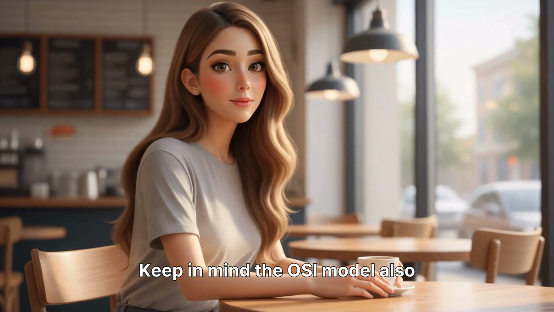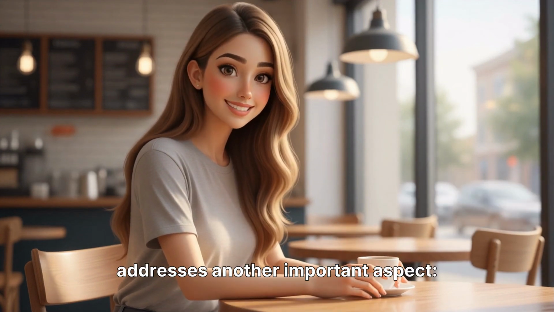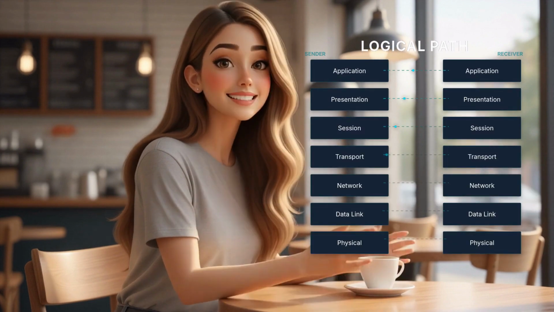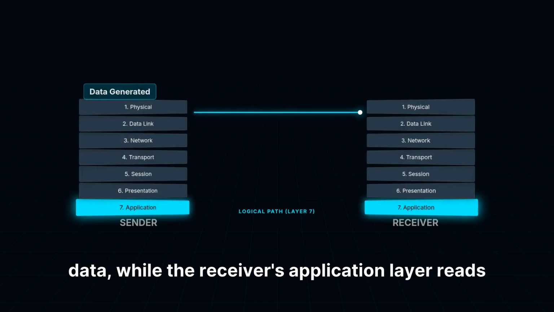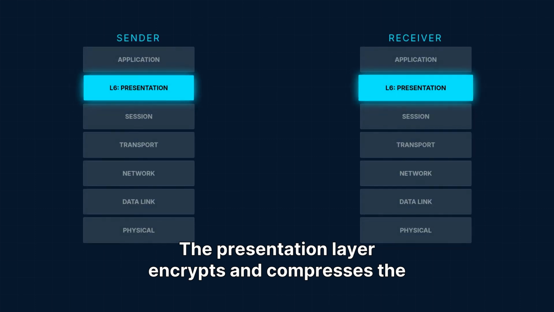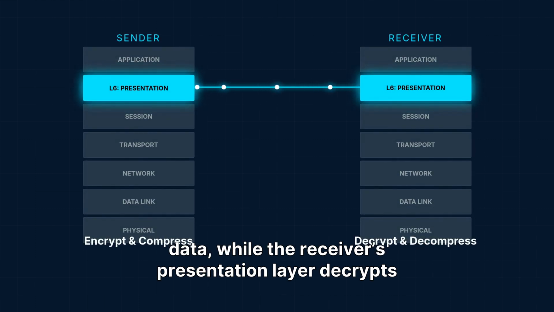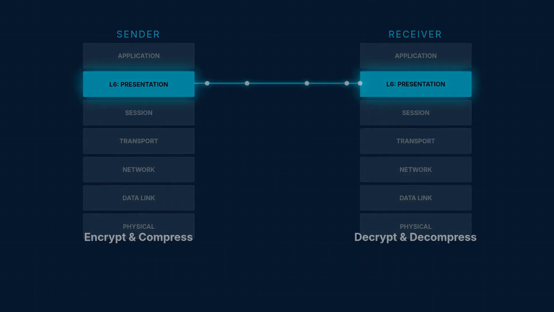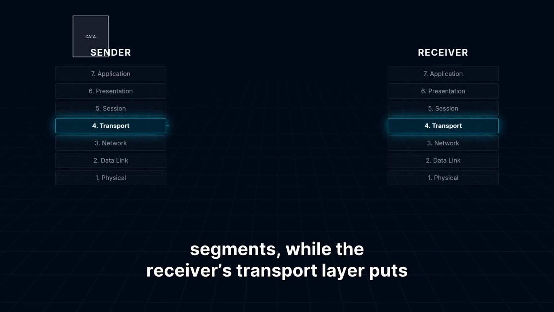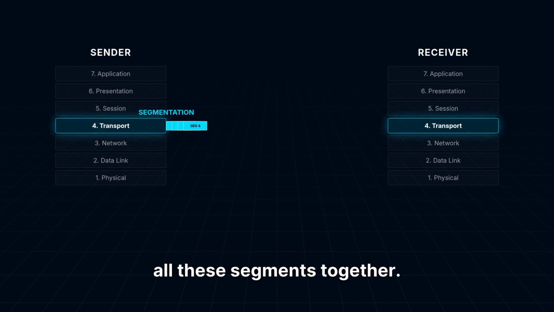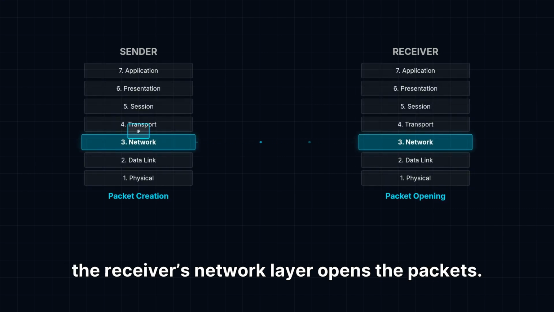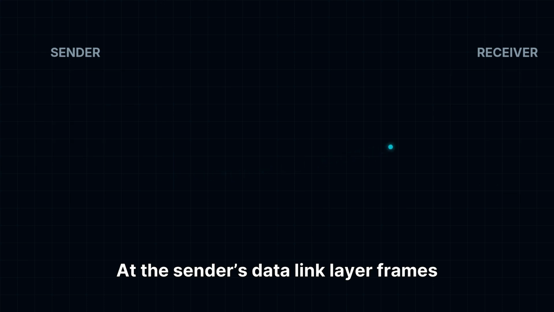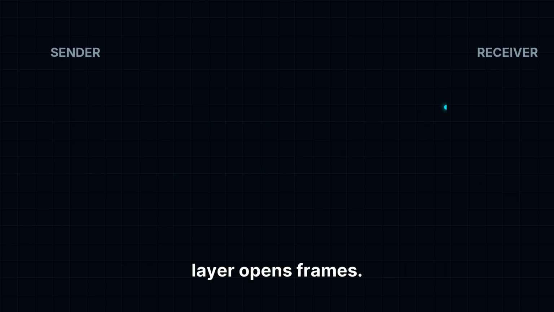Keep in mind, the OSI model also addresses another important aspect: how data flows on a logical path, layer-to-layer communication. For example, the sender's application layer generates data, while the receiver's application layer reads data. The presentation layer encrypts and compresses the data, while the receiver's presentation layer decrypts and decompresses data. The transport layer chops up data into segments, while the receiver's transport layer puts all these segments together. The sender's network layer makes packets, while the receiver's network layer opens the packets. At the sender's data link layer, frames are created, while the receiver's data link layer opens frames.